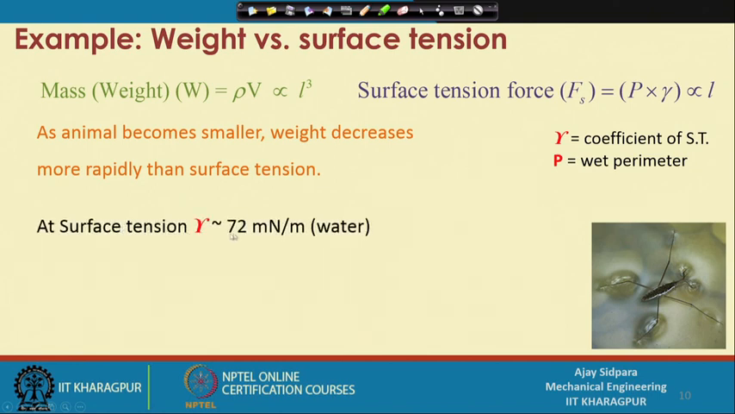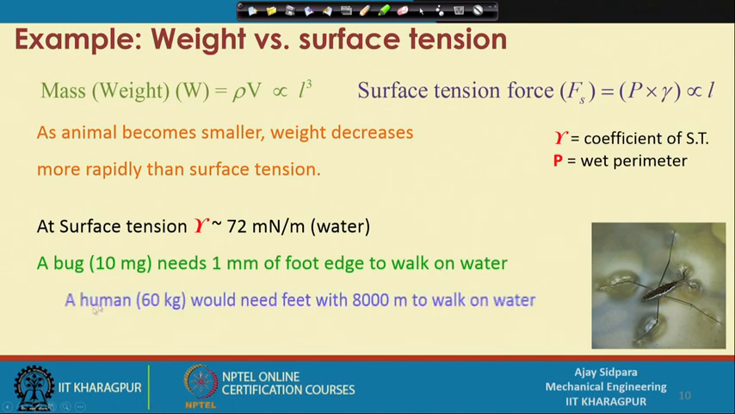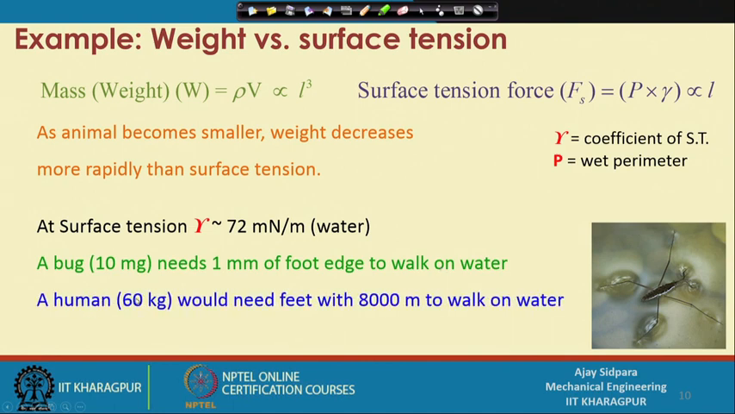Right. So, consider the example of water. Water has a surface tension of around 72 millinewton per meter, and a bug with a 10 milligram weight needs only 1 millimeter of footing to walk on the water. But if you consider a human, with a weight around 60 kg, then if you scale with respect to that, we would need a foot of 8,000 meters to walk on the water. So, that is the way it will behave differently.